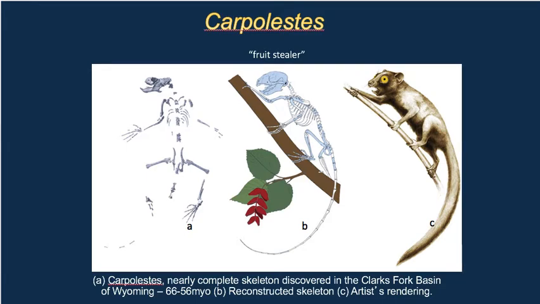So this is a genus called Carpolestes, which was found in Wyoming, dates to between 56 and 66 million years ago at a place called Clark's Fork Basin. You can see here the fossil material itself that was found. This obviously doesn't look super impressive, but if you consider that it could be as old as 66 million years, it's pretty complete. You can see an artist's rendering here of what the complete skeleton would have looked like, and then what the animal would have looked like.